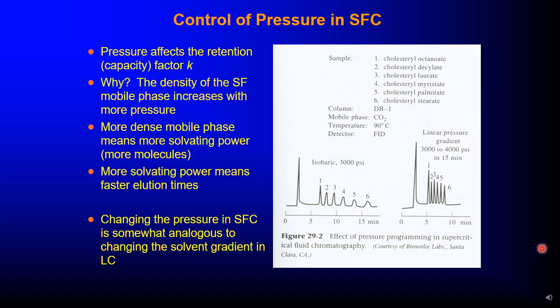So you can see this and that, linear pressure, and this is isobaric. You can see isobaric here, where we are keeping the pressure constant, and the linear pressure gradient. You can see the different chromatograms that we are obtaining, so you can choose for yourself.